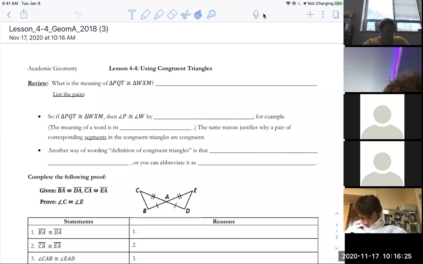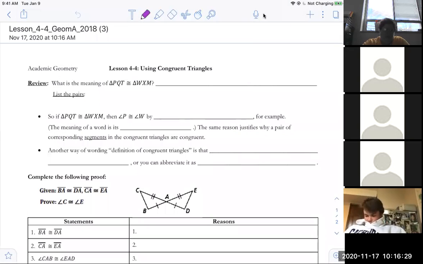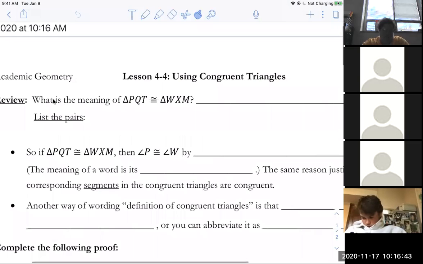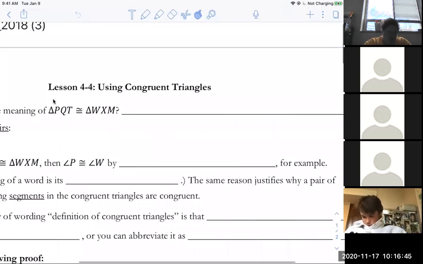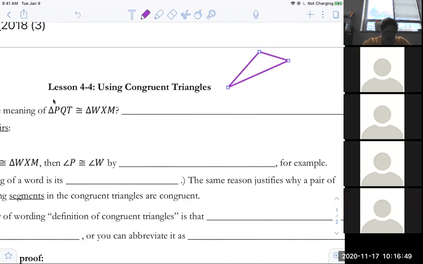Okay, so kind of reviewing what we know about congruent polygons in general, but congruent triangles specifically. So if I tell you that two triangles are congruent, what does that mean? Like, what does it mean if I say that these triangles are congruent? So I'm going to draw a picture here. Tell me what that means, that the triangles are congruent.